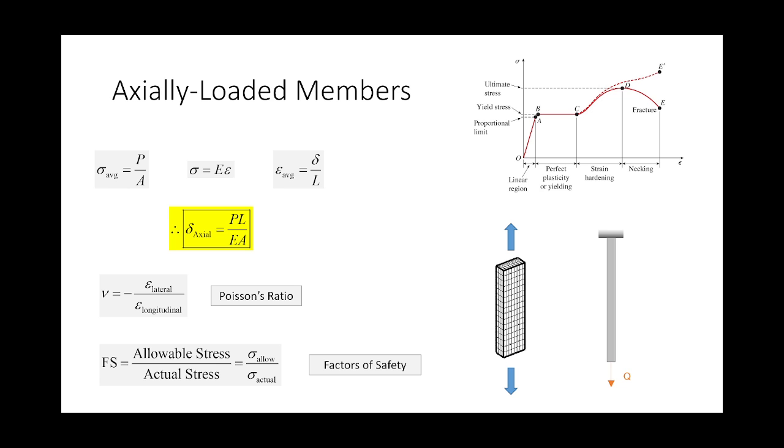You might have problems that ask you to compute the resulting factor of safety. So you compute the stresses. It says sigma allowable is 26 KSI. Divide by 2 to get your factor of safety. Or you have to account for it.